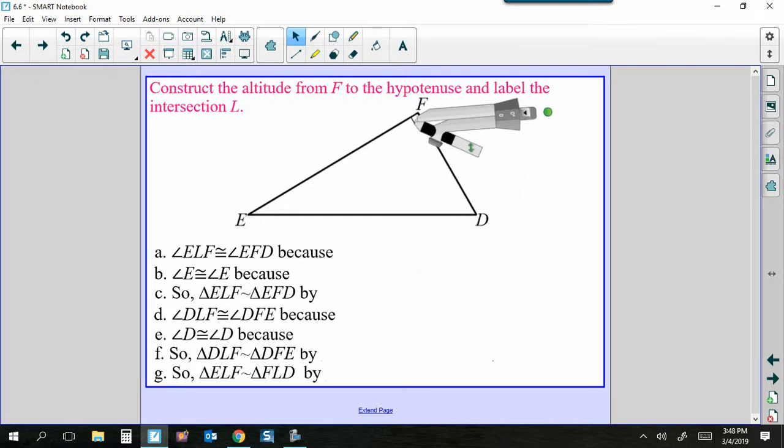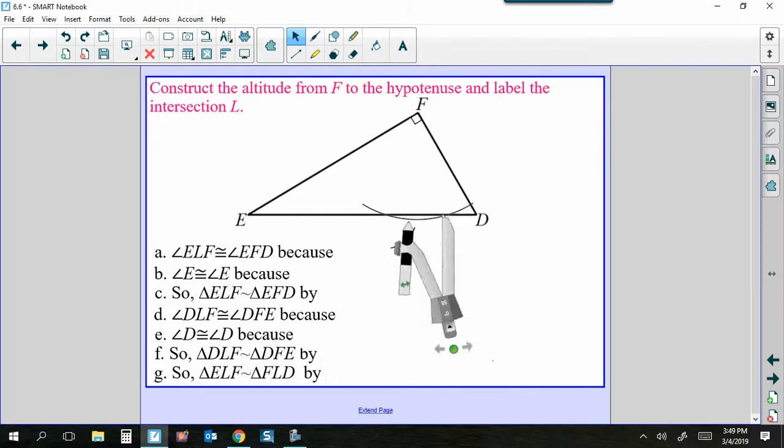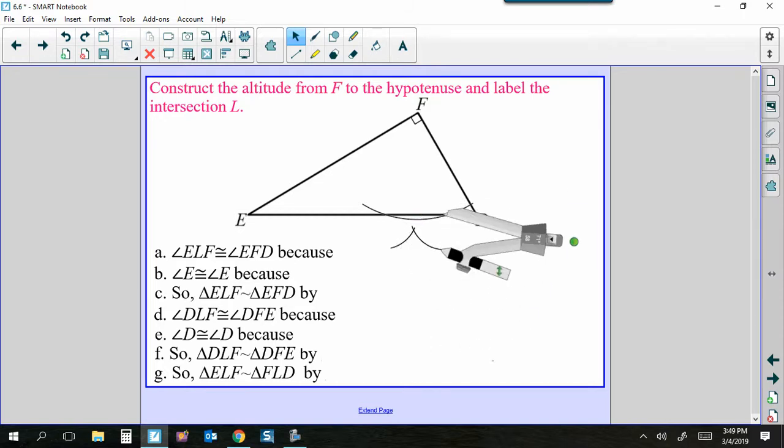The construction that you were taught back in chapter 4 was, from point F, go across DE and draw an arc that intersects DE twice. Then from the two intersections, you're going to draw your two congruent arcs. So one, I might have made it too small. Nope, I didn't. And two. Then from here, you just connect through F and through that point of intersection, and the angle that is formed should be a right angle.